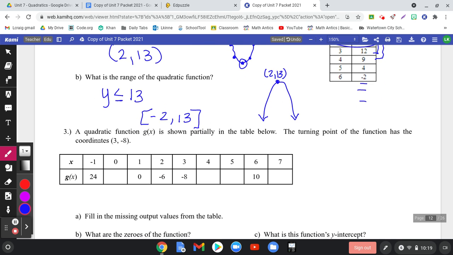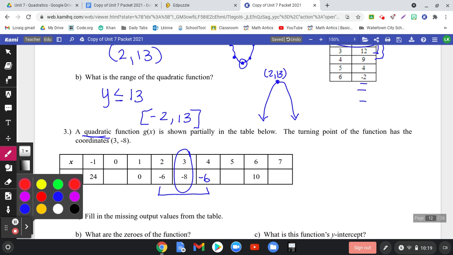All right. A quadratic function, g of x, is shown partially in the table. The turning point of the function has the coordinates 3, -8. I'm going to circle that just like I typically do. So there's our vertex. Find the missing output values from the table. Well, since it's a quadratic function, we know that things are going to match up. So if this is -6, this is -6. If this is 0, this is 0. If this is 10, this is 10, and then this one has to be 24.